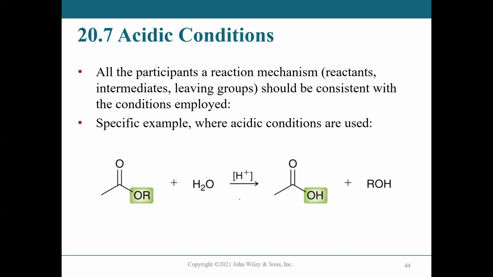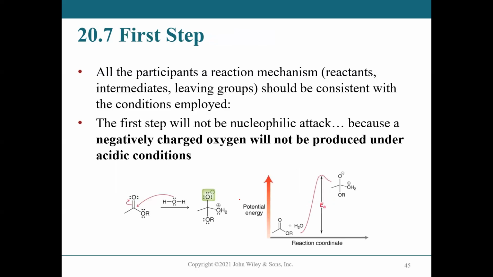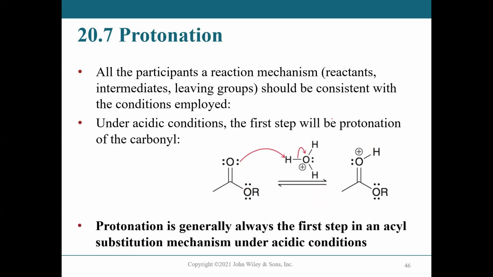So they give us a specific example where acidic conditions are used. So the first step will not be a nucleophilic attack because a negatively charged oxygen will not be produced under acidic conditions. So the first thing is there's going to be a proton transfer with the ketyl group right here. There'll be a proton transfer, and I show that on the next slide right here. Protonation is generally always the first step in an acyl substitution mechanism under acidic conditions.